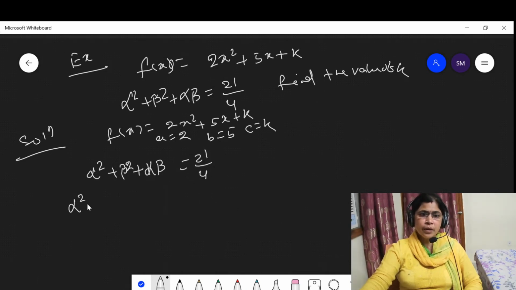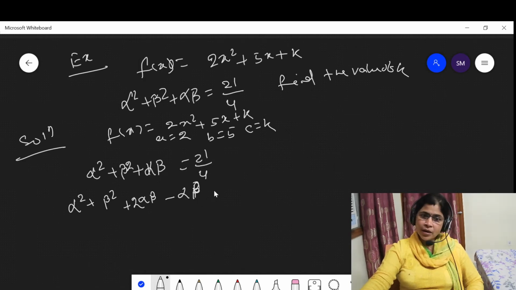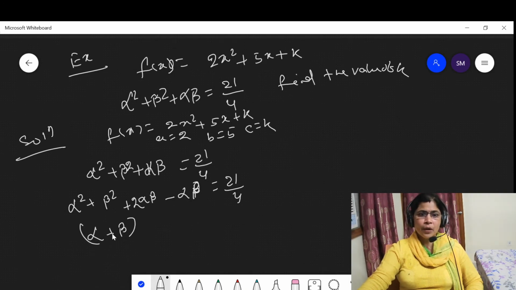Then this can be written as alpha square plus beta square plus 2 alpha beta minus alpha beta. In case of alpha square plus beta square plus alpha beta, it can be split into 2 alpha beta minus alpha beta. Am I wrong? No. Then this is a square plus b square plus 2ab form. Then this can be written as alpha plus beta whole square minus alpha beta, which is equal to 21 upon 4.